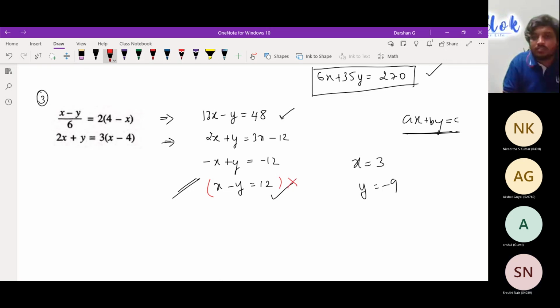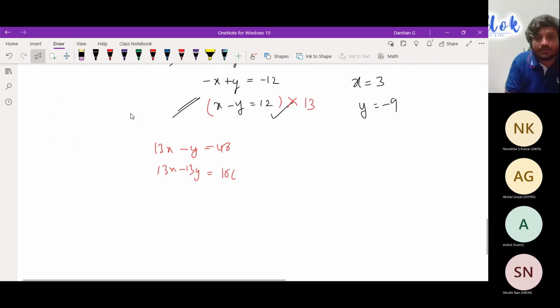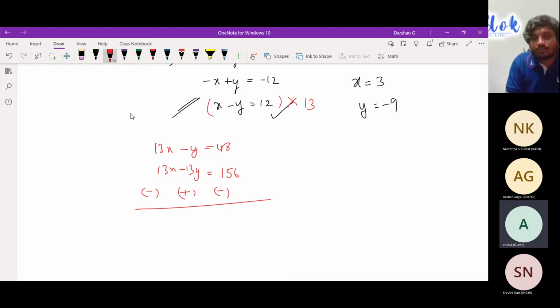Great, very good. So I'm doing the second method, elimination, because, as I told, that's our favorite method. 13x minus y is equals to 48. 13x minus 13y equals to 156. Anybody? Anshul, did you get this? Sir, I got the answer. Actually I got 11x minus y equals 48 by accident. Yeah, there you were wrong. You might be wrong in the equation, or you might be wrong in the signs. That's it. You can't go wrong anywhere else. So y is basically minus 9.